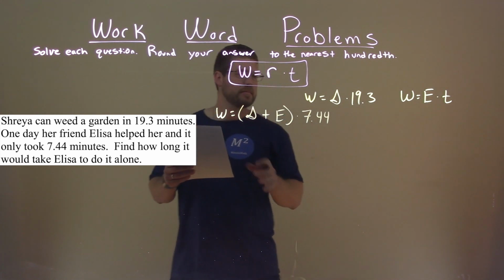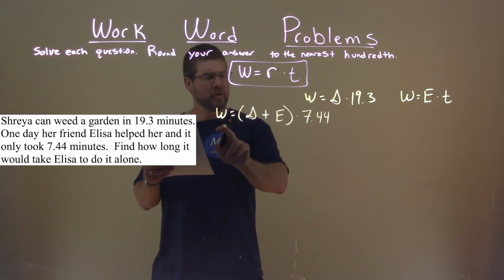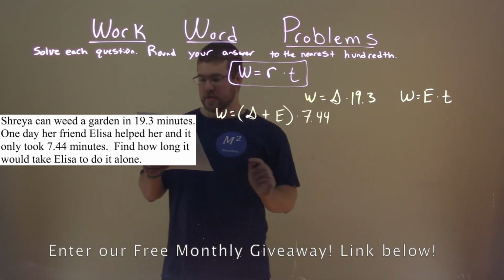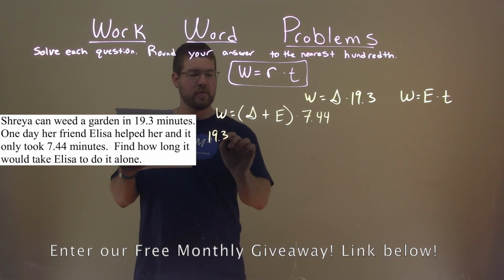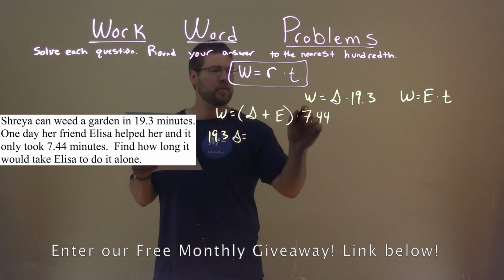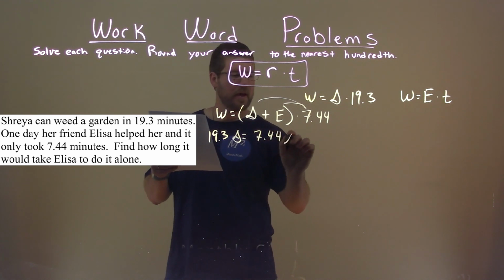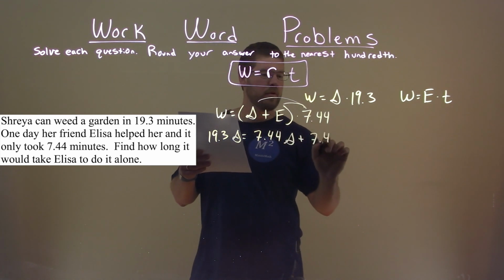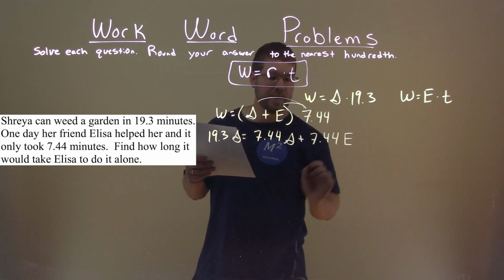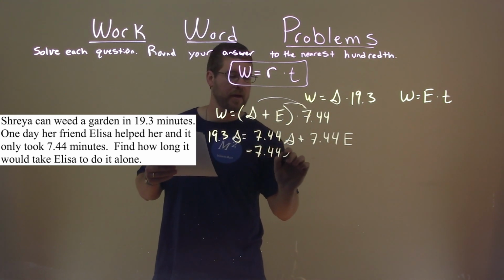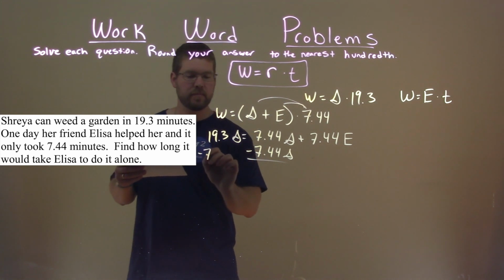So let's just adapt this sum. We can replace our work, we know it's equal to Shreya's rate times her time. So let's put the time first, 19.3 S. And let's distribute the 7.44. We have 7.44 S here plus 7.44 E. Combine our like terms: we subtract 7.44 S from both sides.